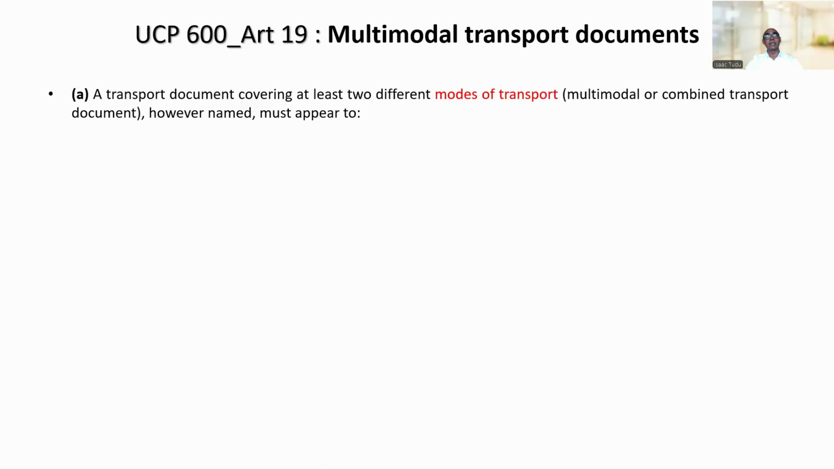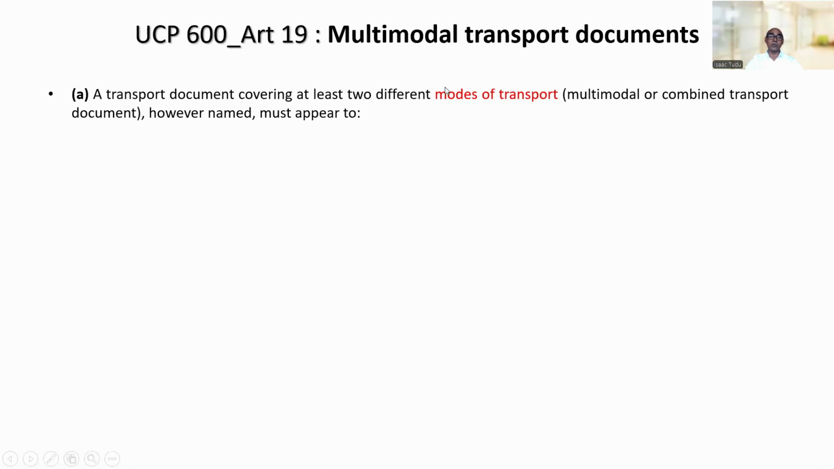So let us understand UCP 600 Article 19 related to multimodal transport documents. 19A says a transport document covering at least two different modes of transport, multimodal or combined transport document, however named, must appear to... So, a transport document covering at least two different modes of transport. This phrase is not a title of the type of documents covered but a description of the type of documents covered. We need to understand this.